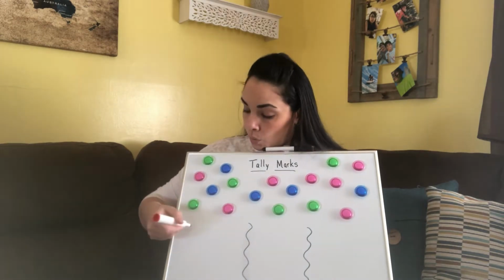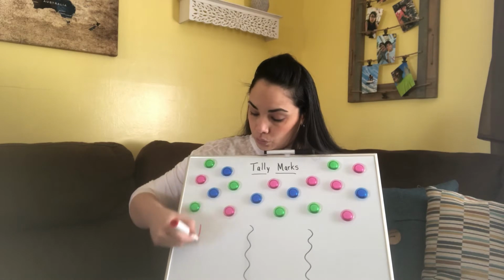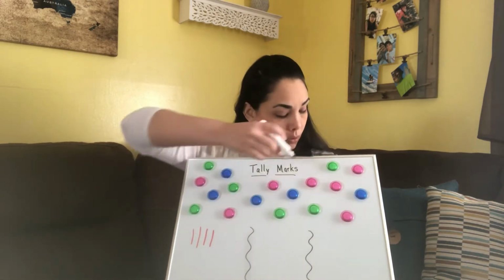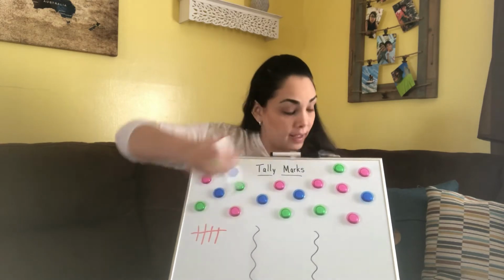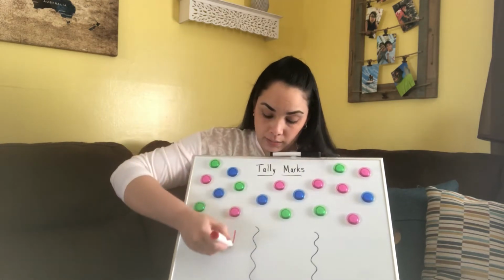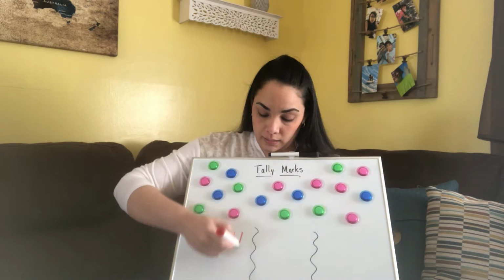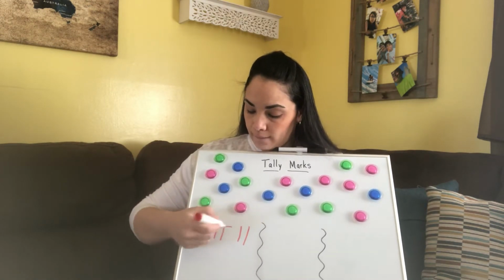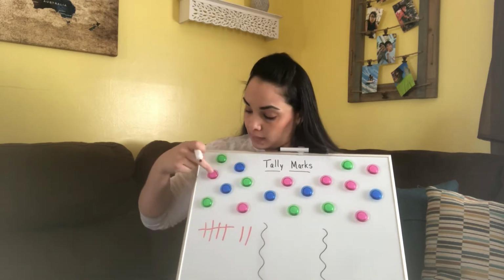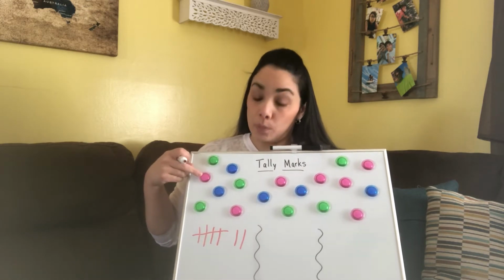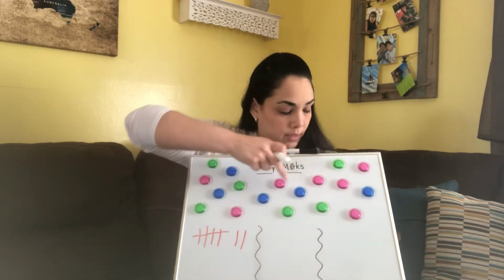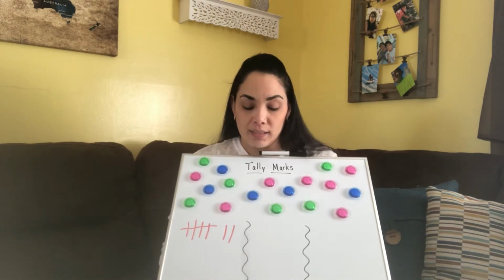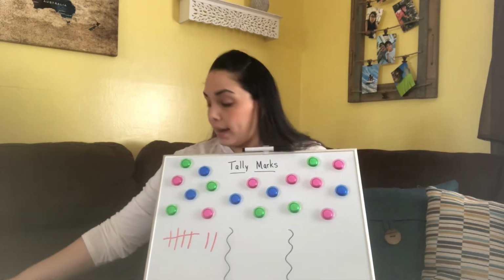So help me out here. I have 1, 2, 3, 4, 5, 6, and 7. Let's count again just to double check. 1, 2, 3, 4, 5, 6, 7. We have 7 pink tallies.